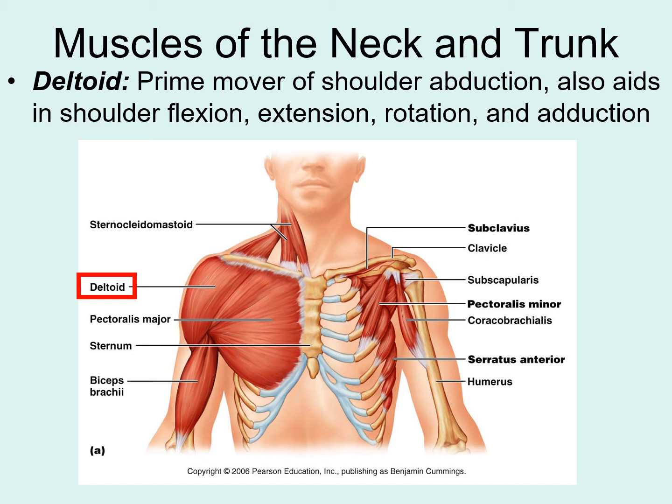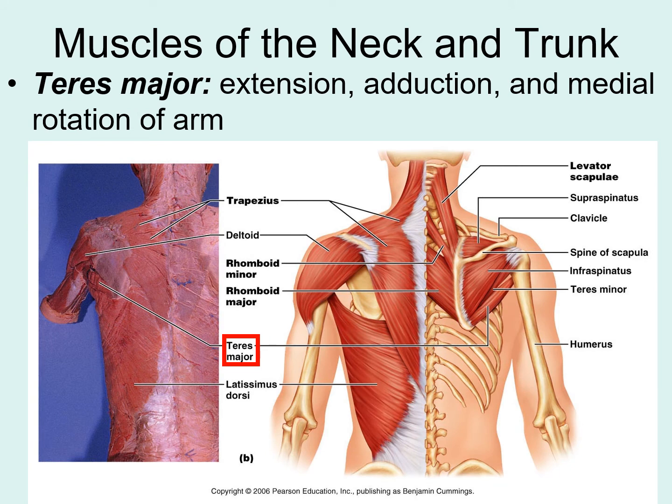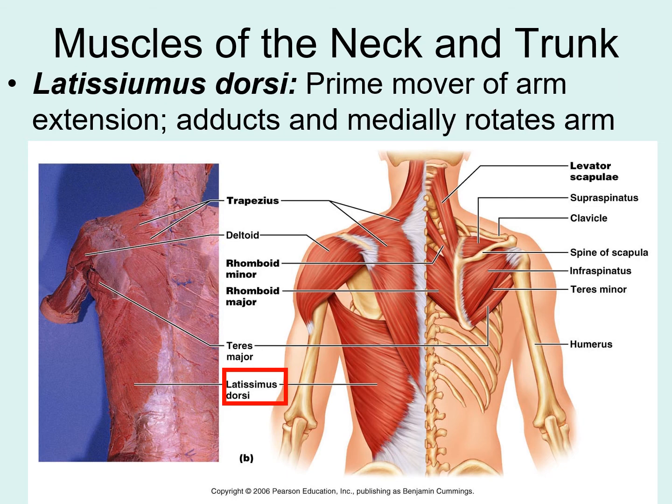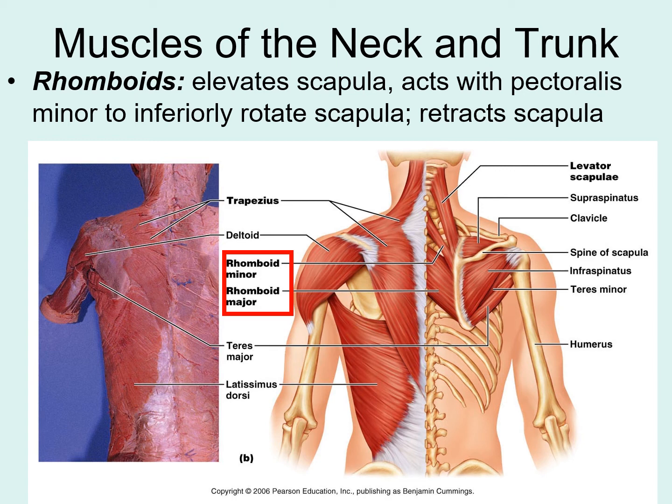The deltoid is a rather large muscle. It's a prime mover for shoulder abduction. It's also going to be assisting in flexion, extension, rotation, and adduction. The teres major is involved with extension, adduction, and medial rotation of the arm. The latissimus dorsi is the prime mover of the arm extension. It helps to adduct and medially rotate the arm. The rhomboids will help to elevate the scapula. It's going to work with the pectoralis minor and helps to retract the scapula.